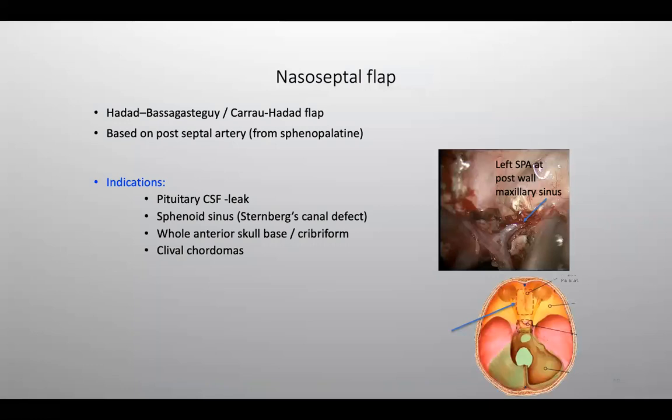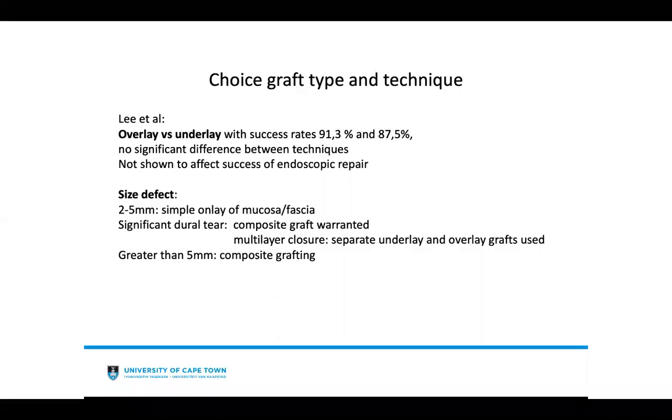So with regards to this nasoseptal flap, it's also known as the Haddad-Bassagasteguy flap, and it's really based on the posterior septal artery from the sphenopalatine. Where you'll use this nasoseptal flap is if you have a pituitary CSF leak, that Sternberg canal defect. You can use it for the whole anterior skull base, even for reconstruction in areas where there's been clival chordomas.